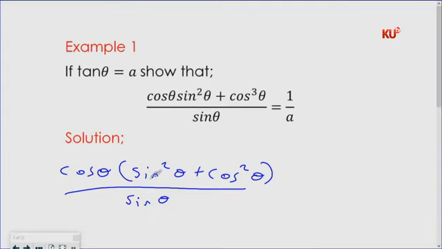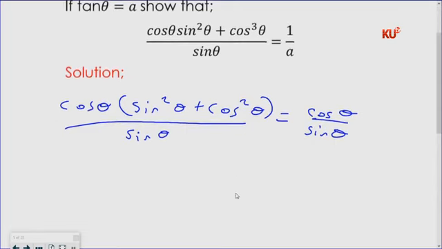Let's go back to our first identity, sine squared theta plus cos squared theta. We said this is the same as 1. Very good, learner. So if I do away with sine squared theta plus cos squared theta and replace it with 1, I'll end up having cos theta times 1, which is just cos theta over sine theta. So we can move down.